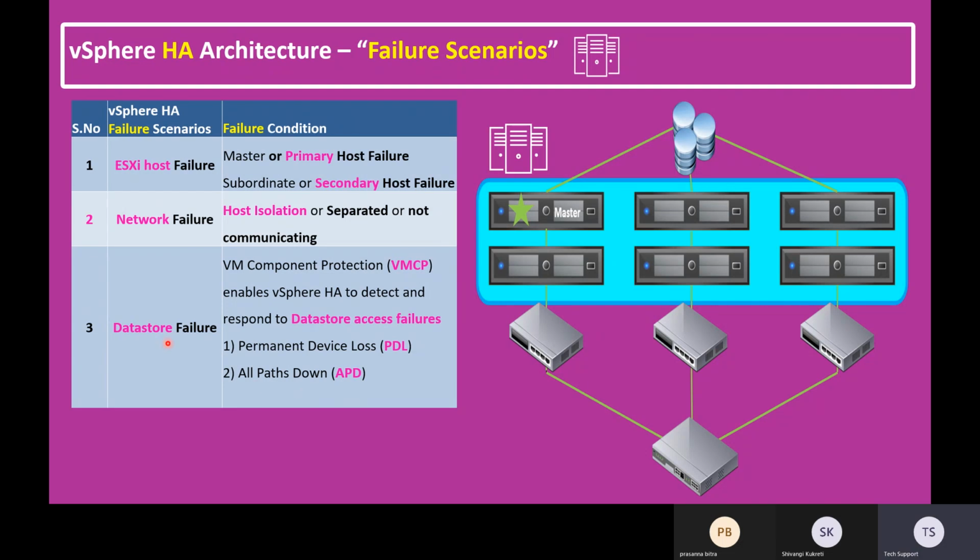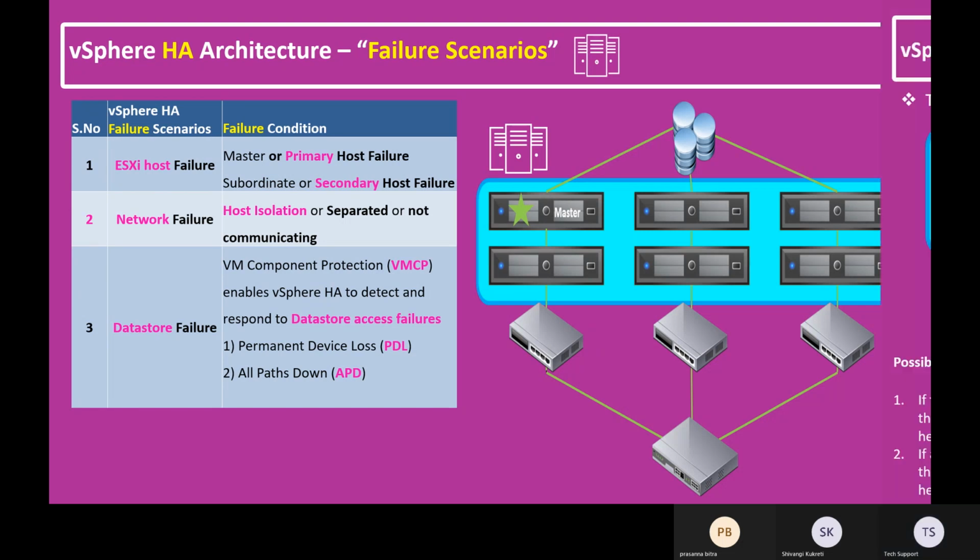Sometimes any path down also causes a data store failure. That is also one of the HA failure scenarios. Okay. Now we'll focus on individual failures. What is the impact of each failure? If the ESX host master fails, what is the impact? If the subordinate fails, what is the impact? That scenario, using the same architecture, we'll discuss now.